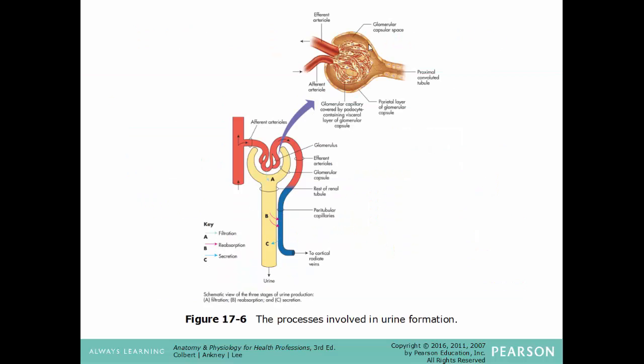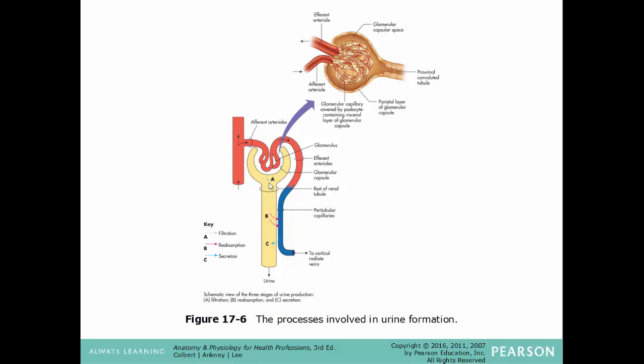Alright, we're focusing just on one glomerulus here. It's a tangled mass of very permeable capillaries, and the Bowman's capsule surrounds it, ready to catch the filtrate. You have blood going in the afferent arteriole. Whatever gets caught goes down to the proximal convoluted tubule. Whatever doesn't get filtered out will remain in the blood vessels and will leave the structure through the efferent arteriole.